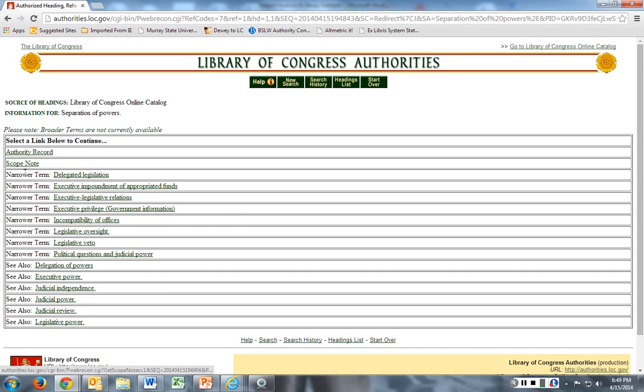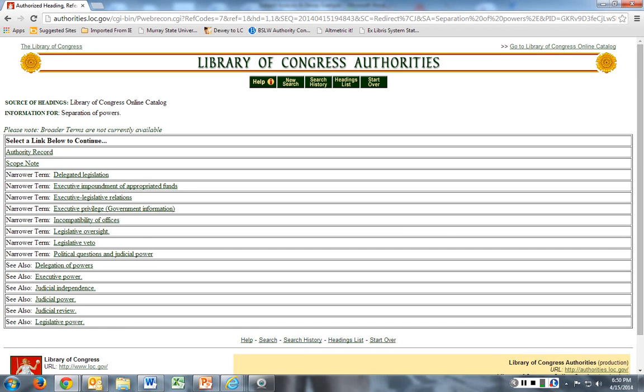So I have, again, narrower terms, and I have other terms that I can look for. And these, it says see also. So that means that in addition to separation of powers, I can use, here's a term, delegation of powers. I can use executive power, judicial power, legislative power. So I have some choices here.